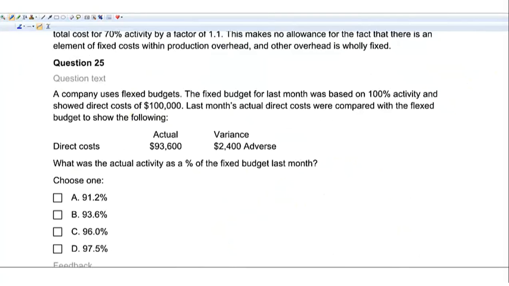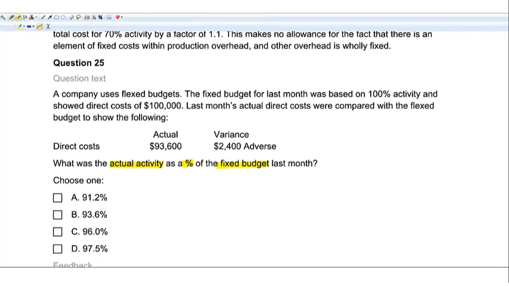Question 25 tests your understanding of flexed budgeting and also your understanding of variance analysis. Let's look at the requirement firstly. So it asks us for what is the actual activity as a percentage of the fixed budget last month. So what is the actual activity as a percentage of the fixed budget last month?